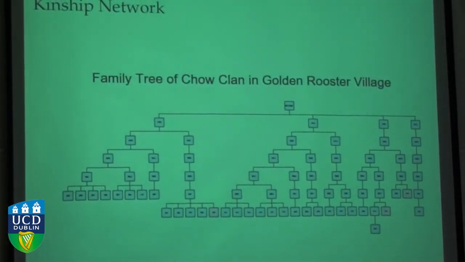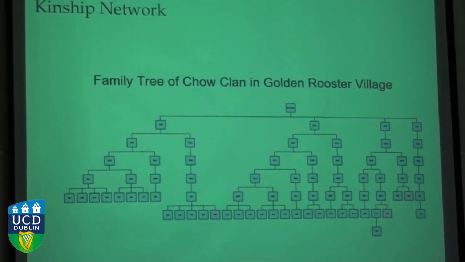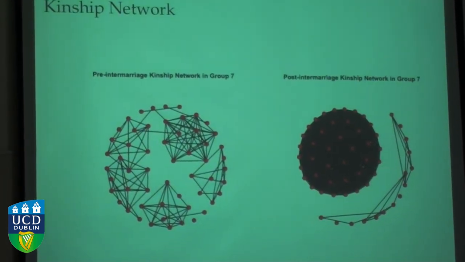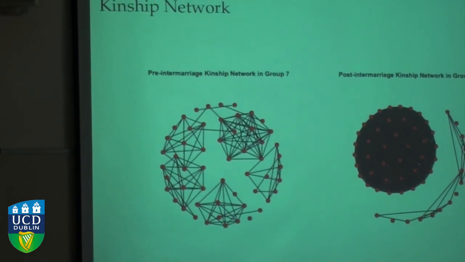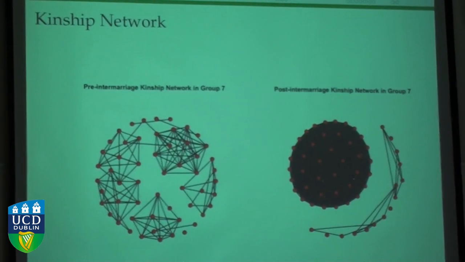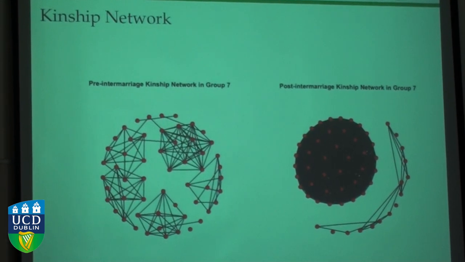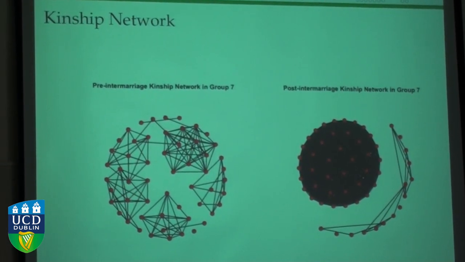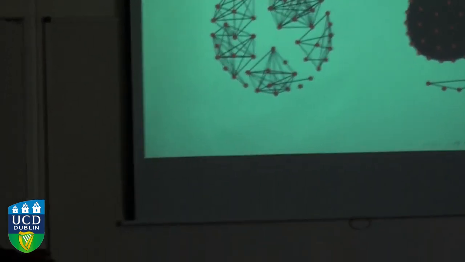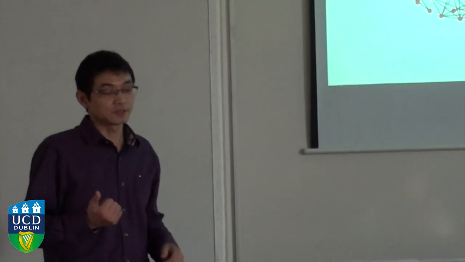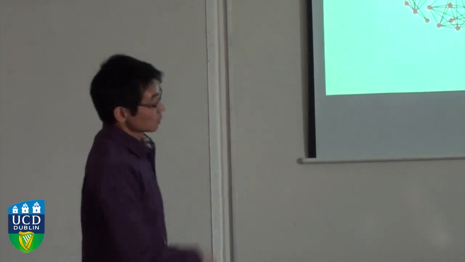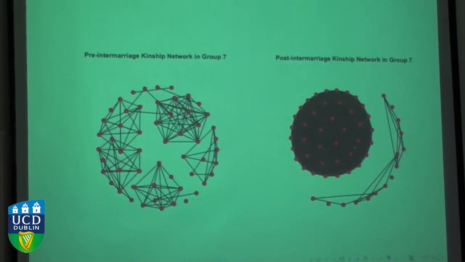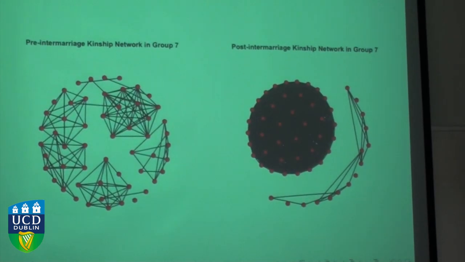And for the marriage relationships, we record all the marriages, almost all the marriage relationships from the year 1915 to 2000 within this village. For example, in this group, we record 13 intermarriages.